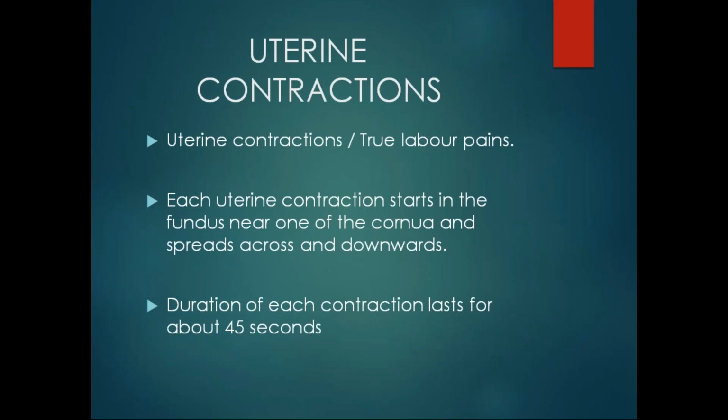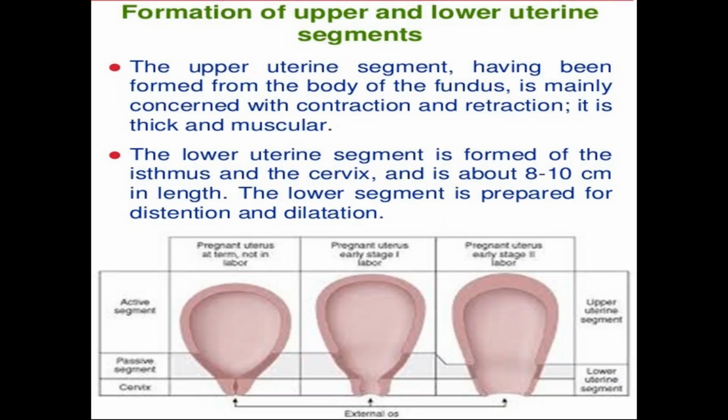And each contraction lasts for about 45 seconds. A persistent contraction for 45 seconds. Only then is it effective enough in pushing the baby down. Now, because of this, you know that the uterus contracts, but you have to remember that the uterus has got two segments, an upper segment and lower segment, as I told you.